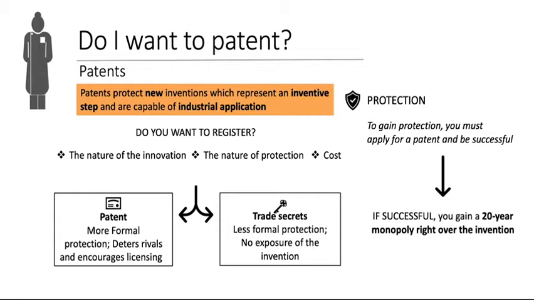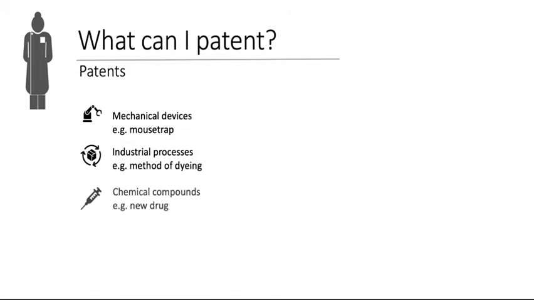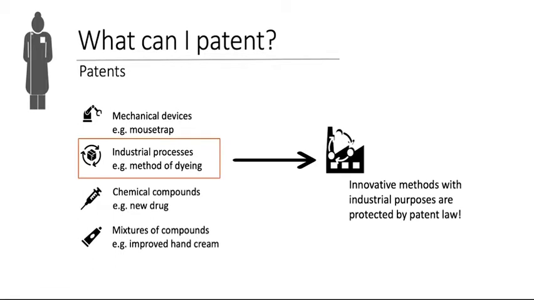Anyway, if you are successful, you get a 20-year monopoly right. And this means that you are the absolute owner of it for 20 years. No one can come up with the same idea or register or use it in the jurisdiction in which you have registered your patents. What can you patent? There's mechanical devices, industrial processes, chemical compounds, and mixtures of compounds. Of course, Marie will patent her industrial process because it will be exposed to all of her employees, and it would be just better to protect it and be sure for 20 years than try to keep it a secret.